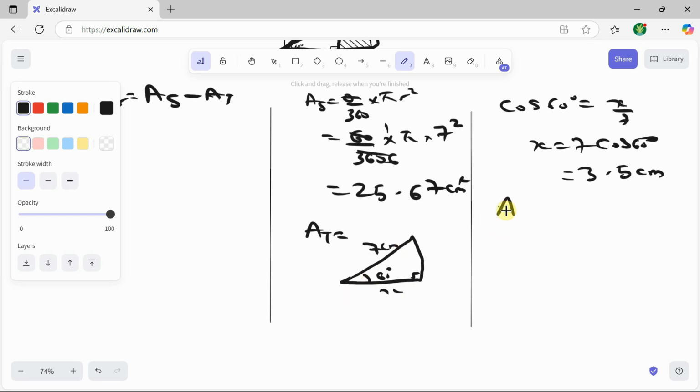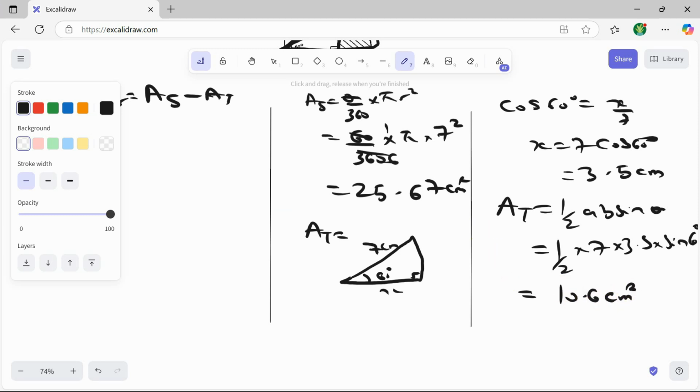Right, so I have this guy, I can find the area. So the area of the triangle will just be half AB sine theta, theta being the angle between those two sides. That will be half times 7 times 3.5 times sine 60 degrees. So that will be 7 times 3.5 times sine 60 degrees, then divided by 2. That will give me 10.6 centimeters squared. So I know the area of the sector and the area of the triangle now.